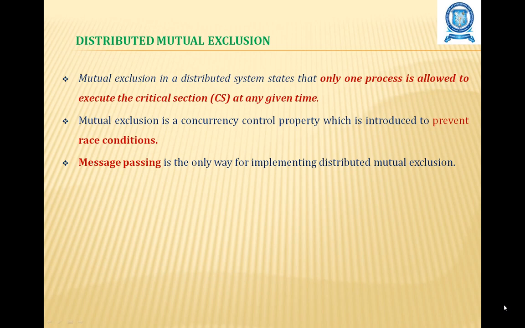In a distributed system, shared variables or a local kernel cannot be used to implement mutual exclusion. The only way is message passing. Message passing is the only way for implementing distributed mutual exclusion. The decision as to which process is allowed access to the critical section next is arrived at by message passing, in which each process learns about the state of all other processes in some consistent way.